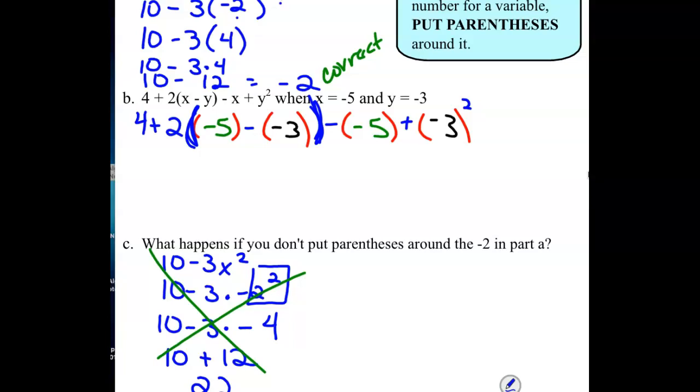I'm going to look inside. I have a negative 5. I'm subtracting a negative 3. That really means I'm adding a 3. Subtracting a negative is the same as adding. So the parentheses turn into a negative 2.